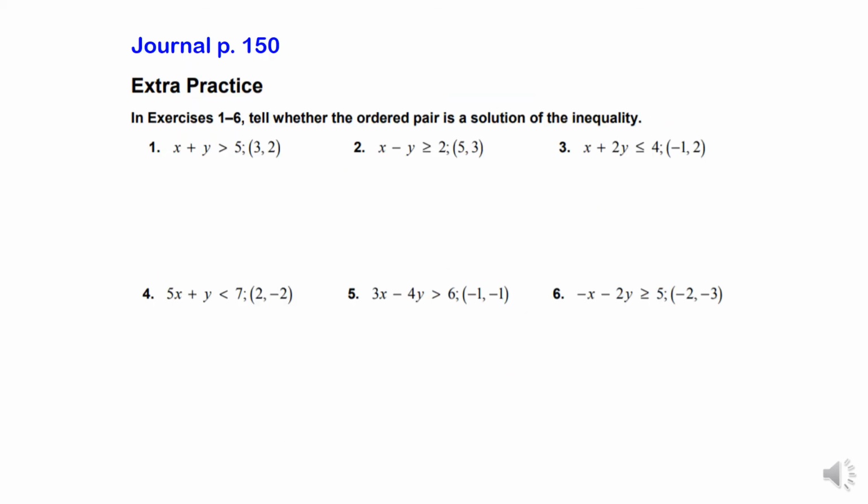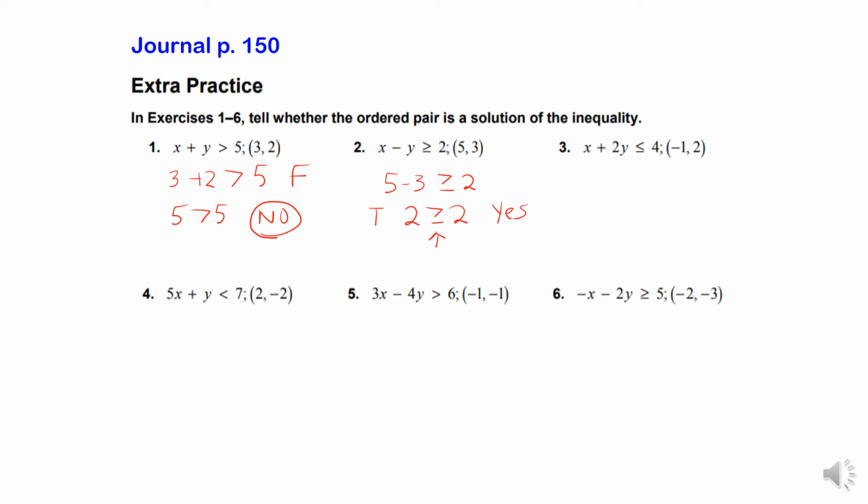All right, so tell whether each of the ordered pair is a solution of the inequality. So first thing I'm going to do is I'm just going to plug these in for my x and y. 3 plus 2 is greater than 5. That is false. The answer is no, because 5 is not greater than 5. It's equal to. So that one is no. So be careful with those kind. Then we have 5 minus 3 is greater than or equal to 2. 2 is greater than or equal to 2. It only has to answer one of these, so this one is yes, because this is a true statement.